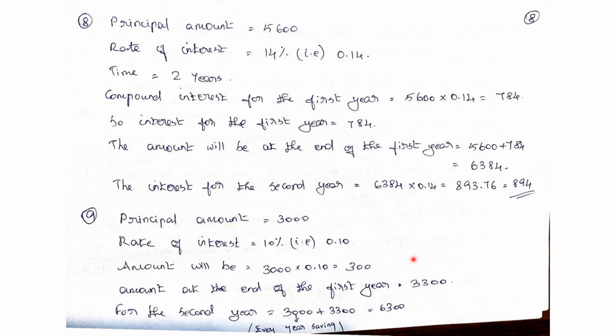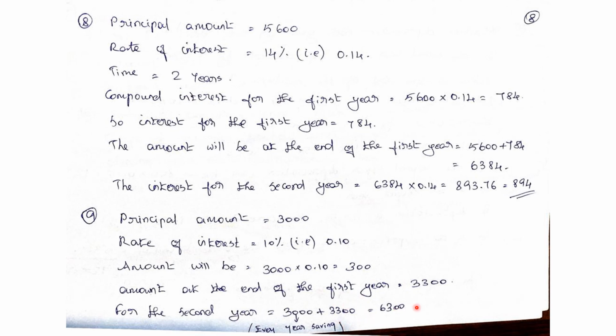Next, ninth sum. A man saves 3,000 every year and invests it at the end of the year at 10% compound interest. Calculate the total amount of his savings at the end of the third year. Principal amount: how much he is saving? 3,000. Rate of interest 10%. Amount will be 3,000 into 0.10, 300. Amount at the end of the first year is 3,300 because we need to add it to the principal amount.